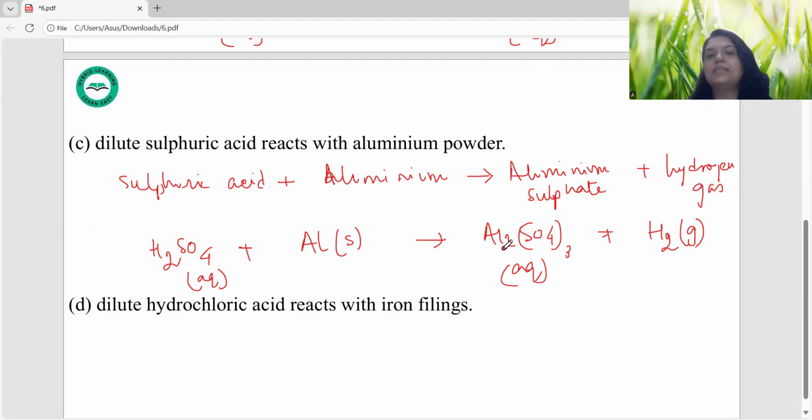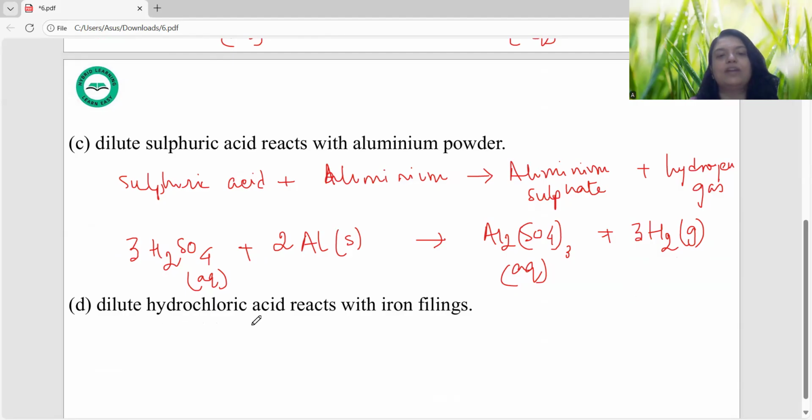So now this is Al2, so I have to put here 2. H2 is balanced. SO4 is whole thrice, so I have to put here 3, right? So here it is 3 2s are 6. So I have to put here 3. So I guess it is balanced.